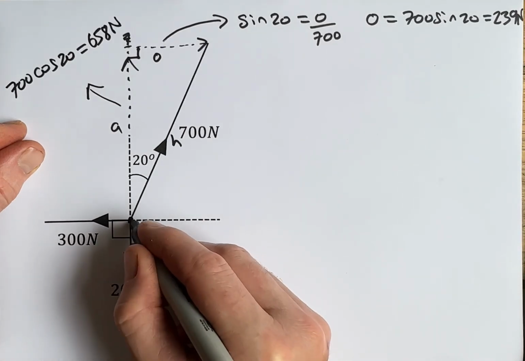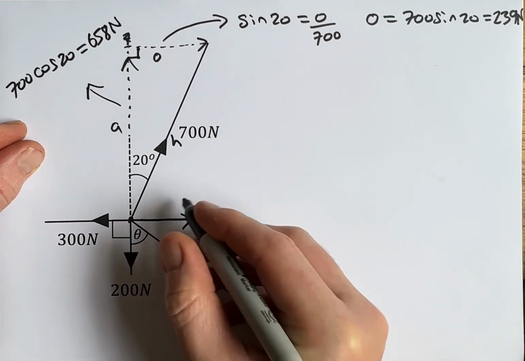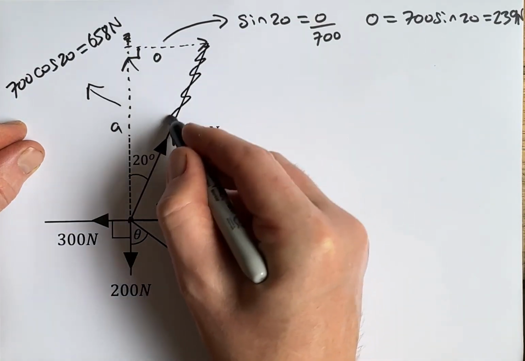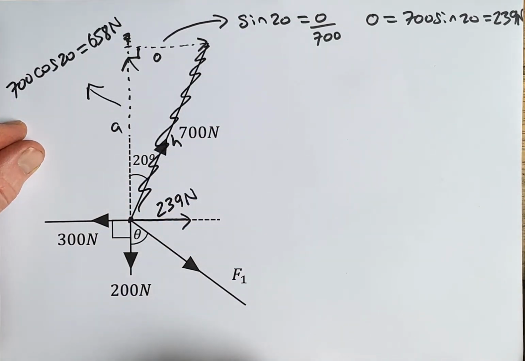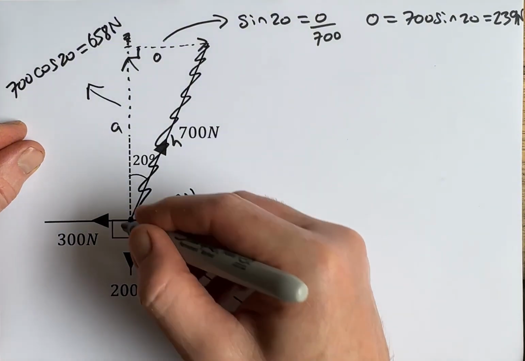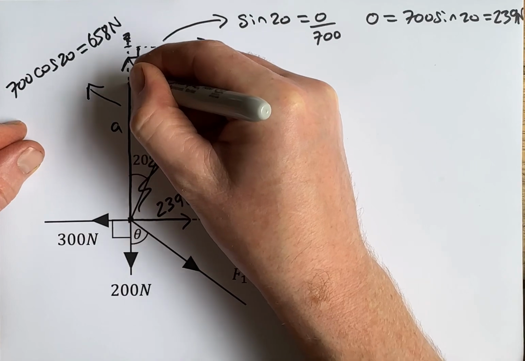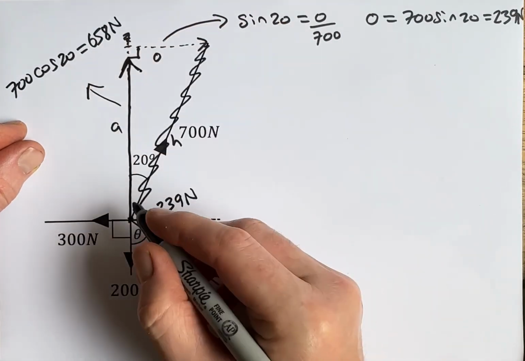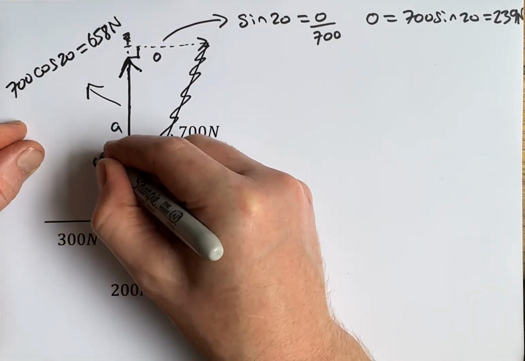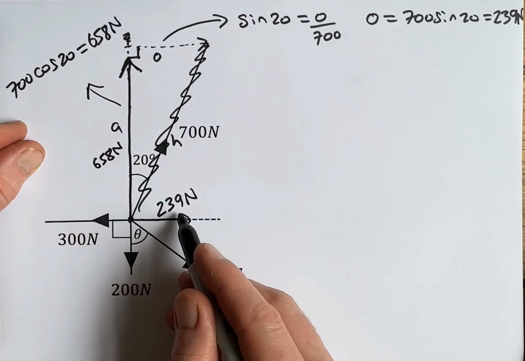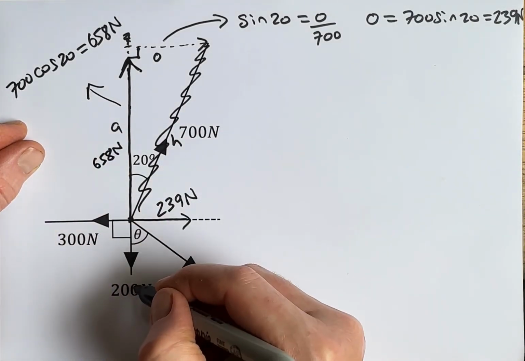If we redraw it, we've got 239 acting that way. And we can ignore this force now because we've resolved it into horizontal and vertical components. And then vertically up here, we've got a force of 658 newtons acting. So we've got 300 this way, 239 this way, 658 that way, 200 that way.